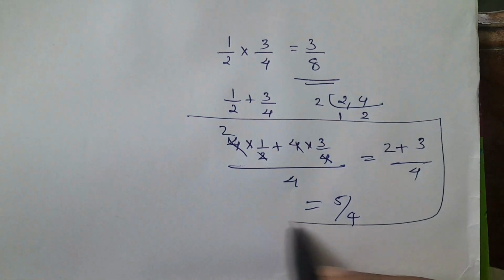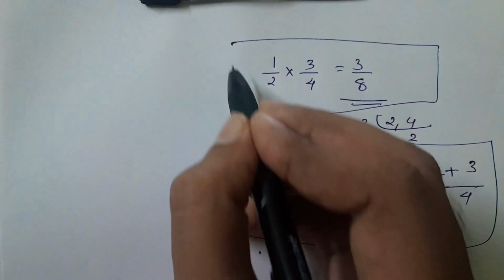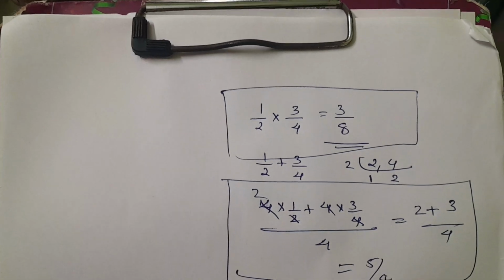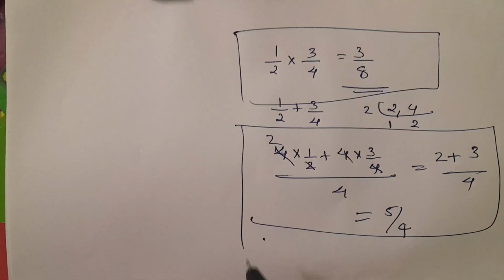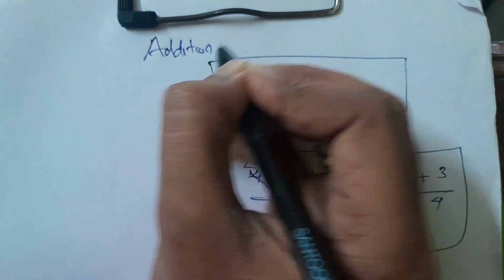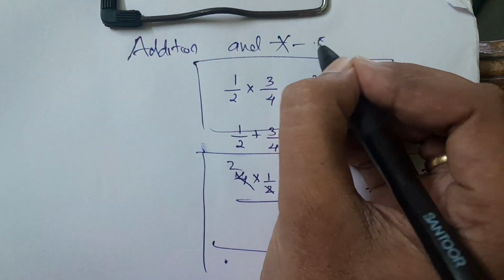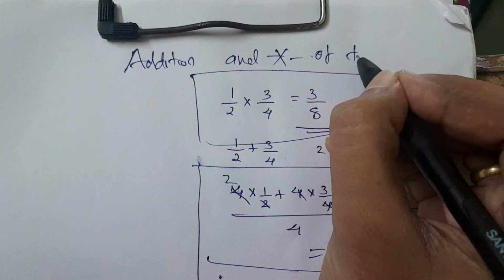That is 5 by 4. This is addition. This is multiplication. Okay, addition and multiplication of two fractions.